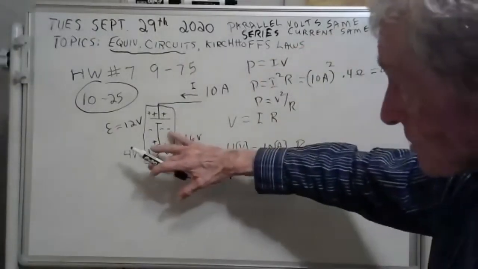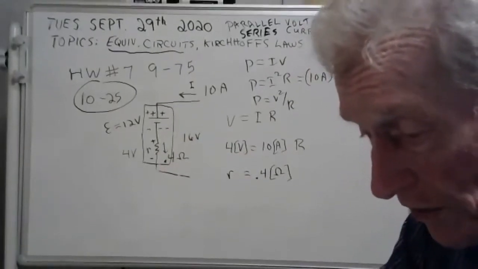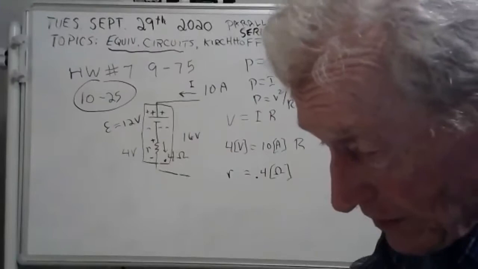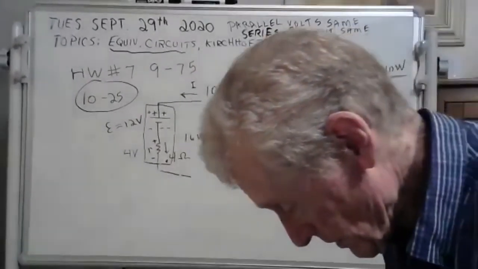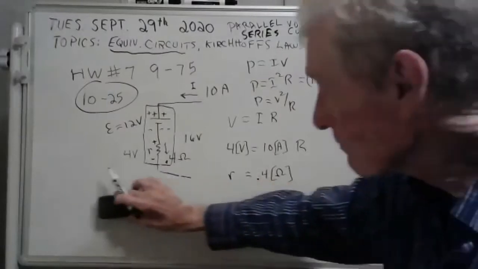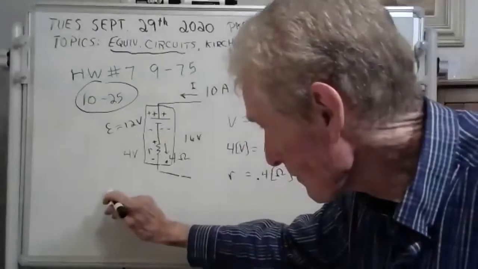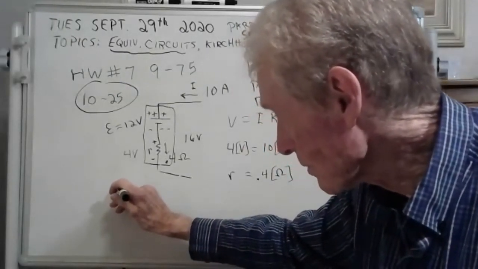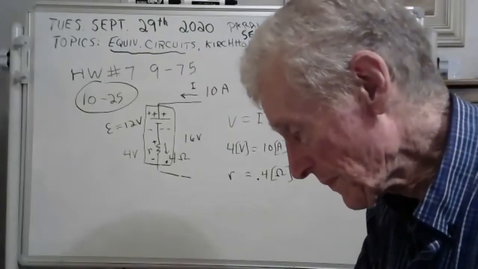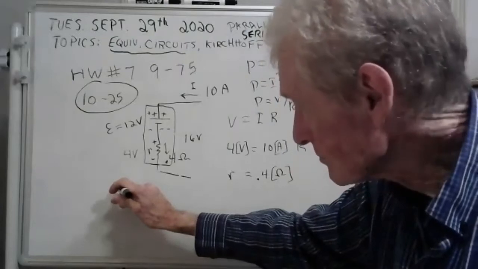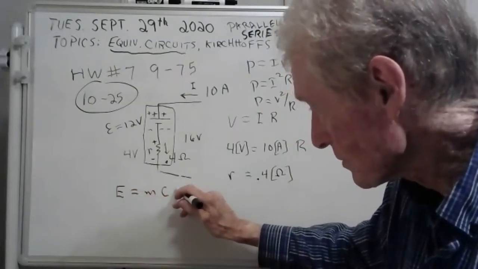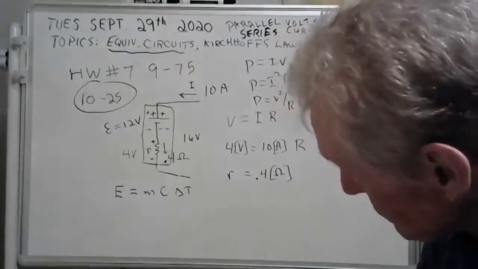But here's the thing. We're charging this battery, and it does make it get hotter. Well, this 40 watts has to go someplace. And what it does is it goes to heat. It makes the battery hotter. Now, they said the specific heat of this battery is, let me write this down someplace. I need to acquaint you with this equation. The energy, I'll use E for energy, is equal to the mass times the specific heat times the change in temperature.